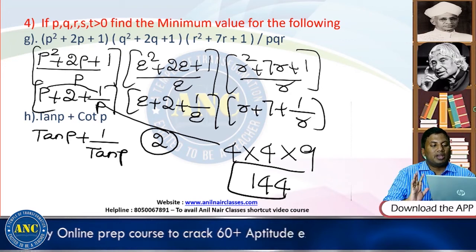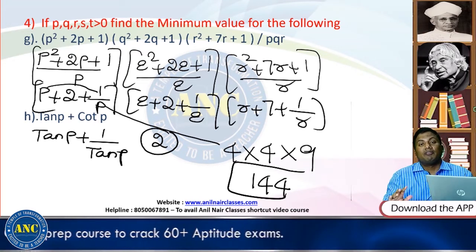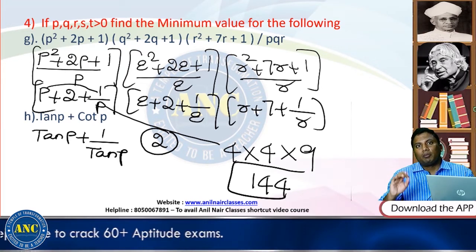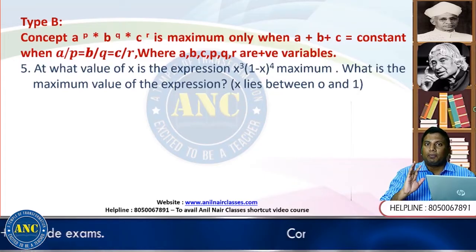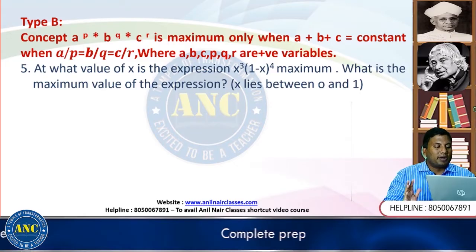A, B, C, D, E, F, G, H. 8 problems based upon a simple concept. Variable and its reciprocal. Minimum value is 2. Type A, 8 problems. I hope it is clear.